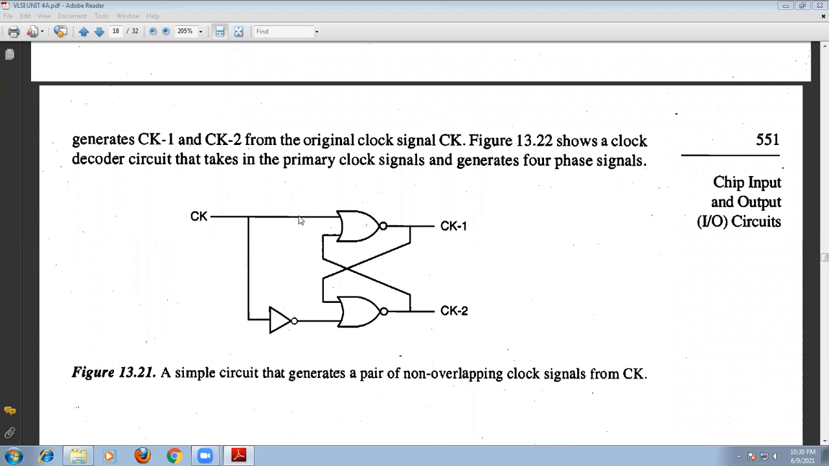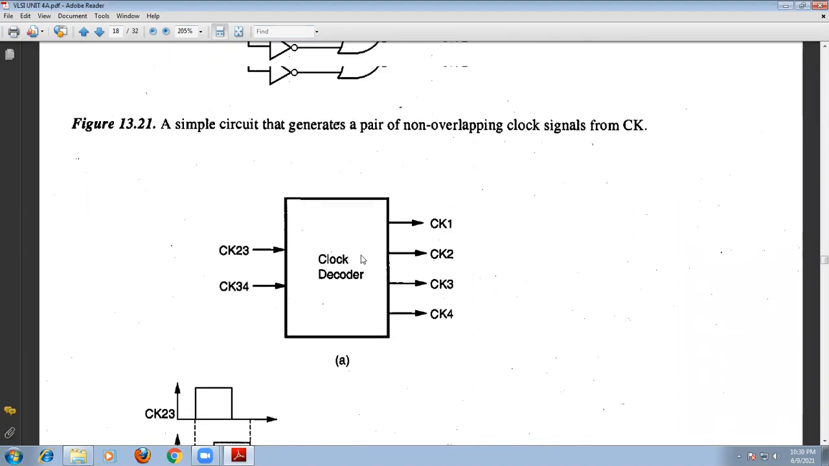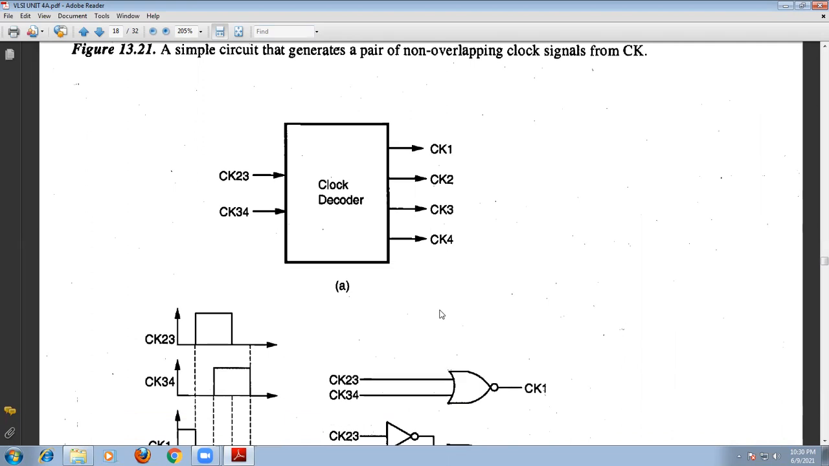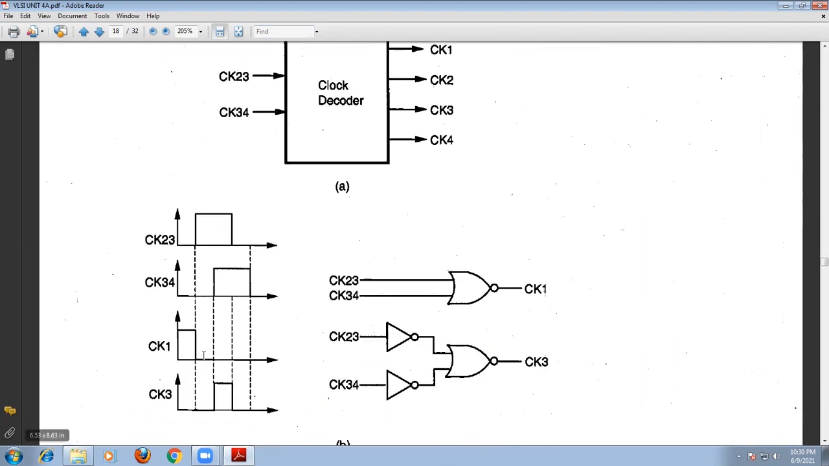Similarly, here is another circuit, a clock decoder circuit, which takes the two primary clock signals and generates 4 phase signals. The phase signals are also shown here.